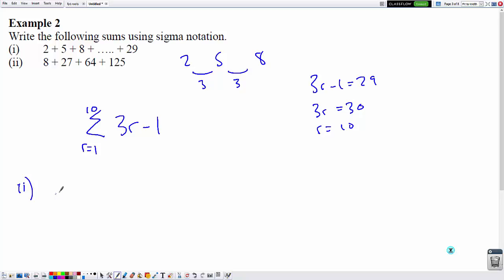So try this one on your own. If you're not sure, I'll give you a little bit of a hint. This isn't an arithmetic sequence. This is not one where you can find a common difference. You just need to spot the pattern.